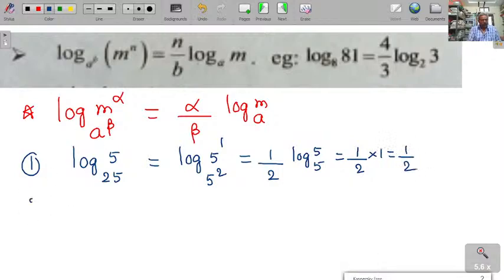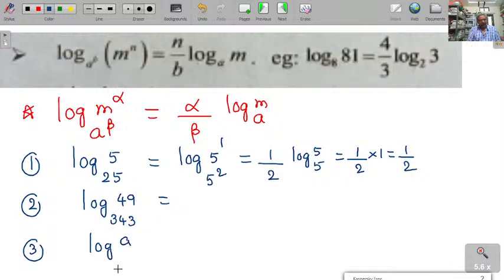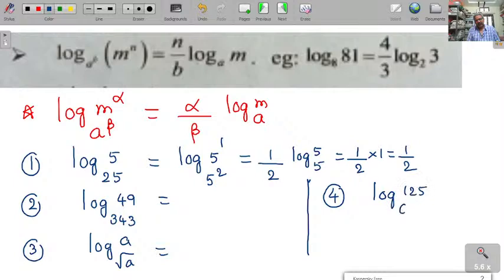Okay, let us move to yet another problem. For example, log 49 to the base 343. So what is your answer? And one more I will give: logarithm of a to the base root a. And the fourth question, logarithm of 125 to the base 625. So you try to solve these questions. What's your answer?